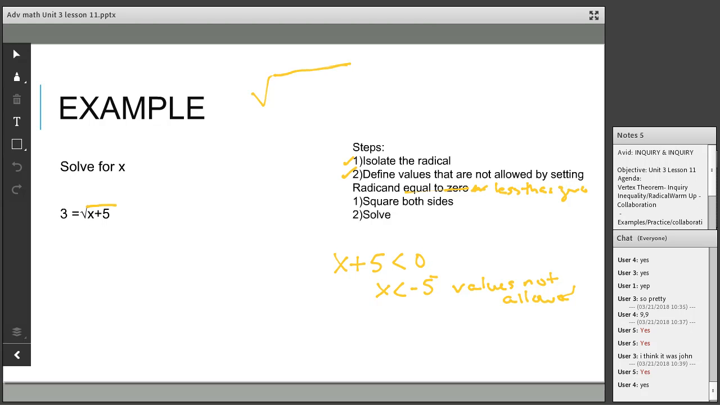Okay, so let's go ahead and square both sides. What do we get? Somebody want to write it up on the board? Go ahead and solve this problem for us. John, you feel like writing on the board? Why don't you go ahead and solve it for us up there?